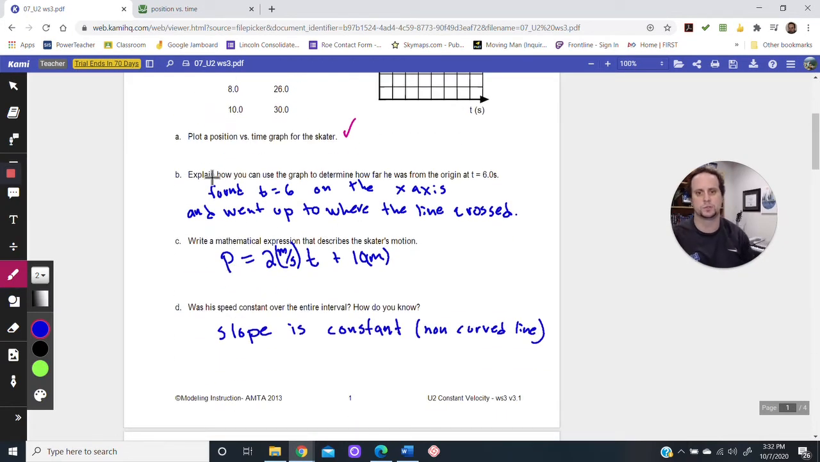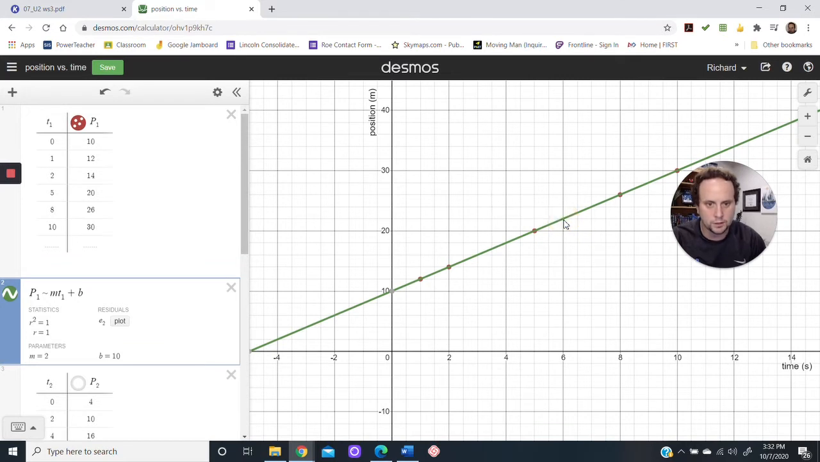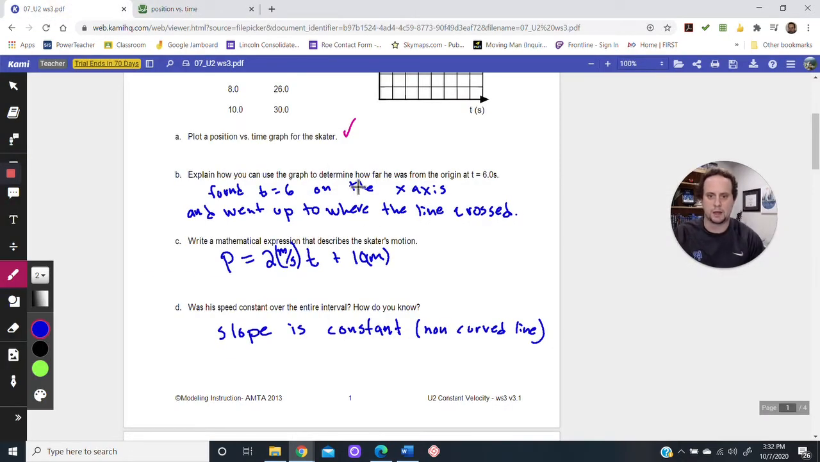B, how can you use the graph? Well, I can just look at the graph for this question. That's pretty simple to do. I can just look at it at t equals 6. I can go up to 6 and find that point. And on Desmos, I can actually just click on it right there. There you go, if I want to put that point on there. All right, 6, 22. So I can figure that out. Determine how far he was.